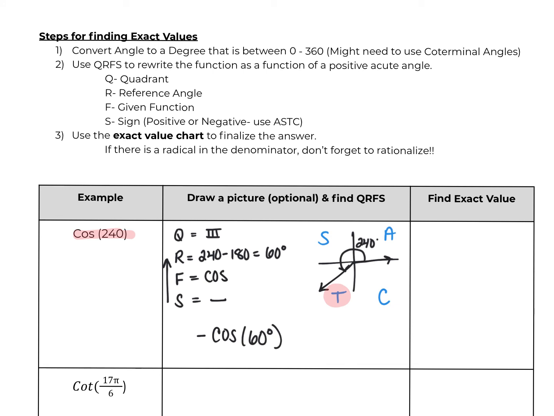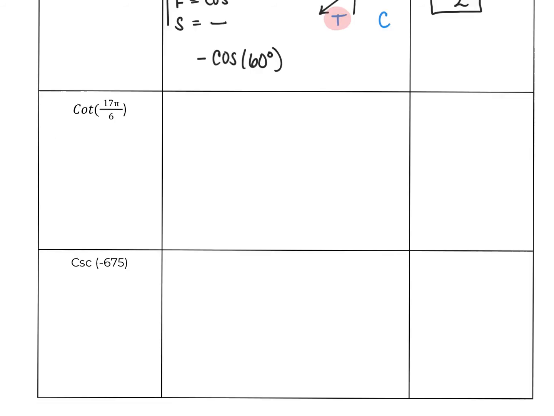So what I want you to do is go to that chart and look at cosine of 60. The exact value will be found by taking negative cosine of 60 and putting it with the chart. So you should know that cosine of 60 is 1/2. So negative 1/2 is your final answer.